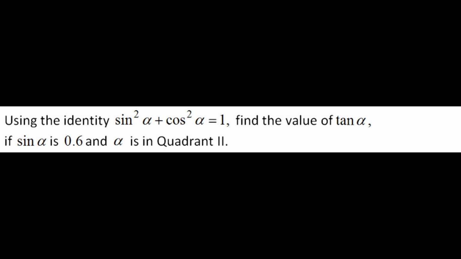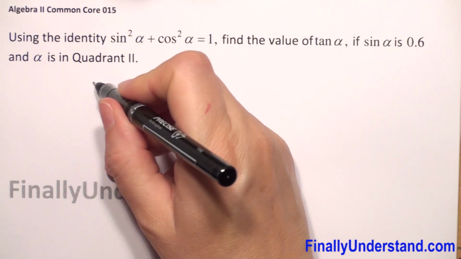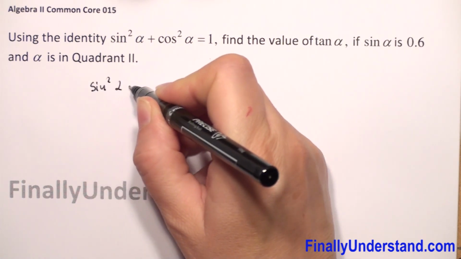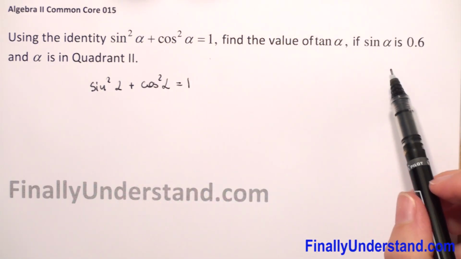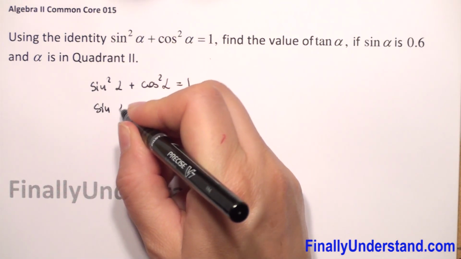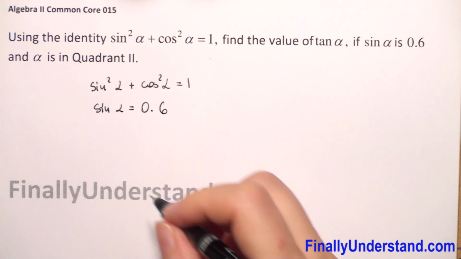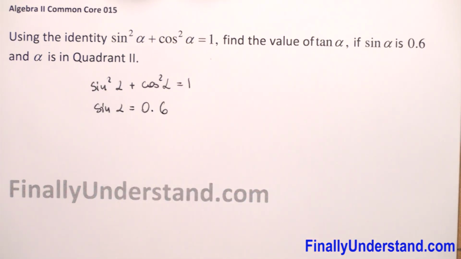Using the identity sine square plus cosine square equals 1, find the value of tangent alpha if sine alpha is 0.6 and alpha is in the second quadrant. So we have the identity sine square alpha plus cosine square alpha equals 1. We also have that, given, sine of alpha is 0.6 and alpha is in the second quadrant.